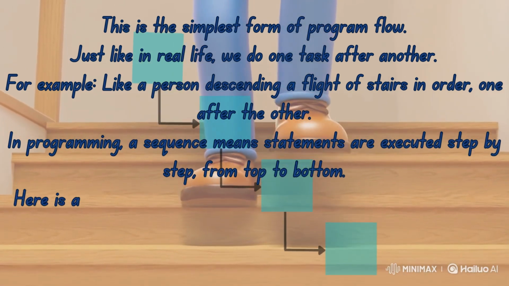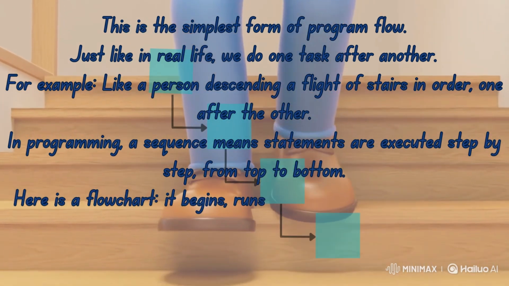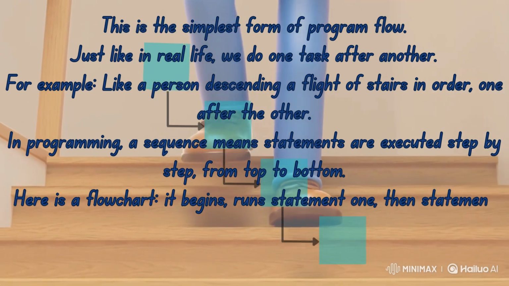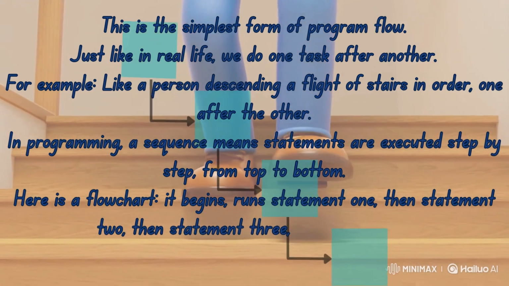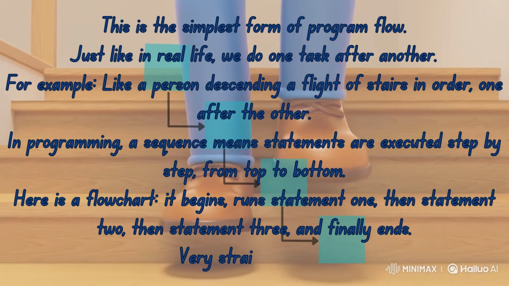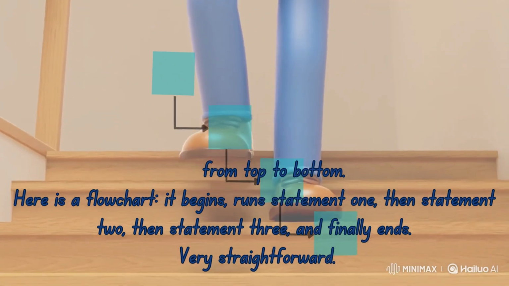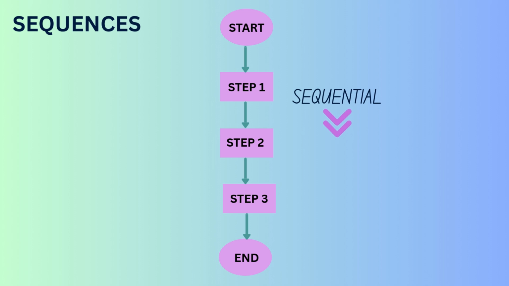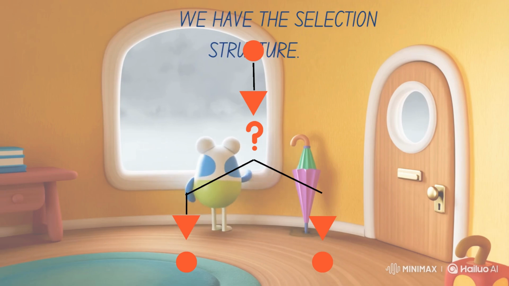Here is a flowchart. It begins, runs statement 1, then statement 2, then statement 3, and finally ends. Very straightforward. In a sequence flowchart, the program follows steps one after another, from start to end, without any decision or repetition. Next, we have the selection structure.